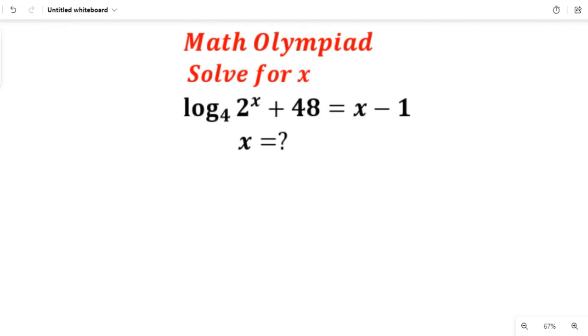In today's tutorial, we are going to solve this logarithmic equation. We are asked to solve for x in log of 2^x + 48 to base 4 equal to x minus 1.